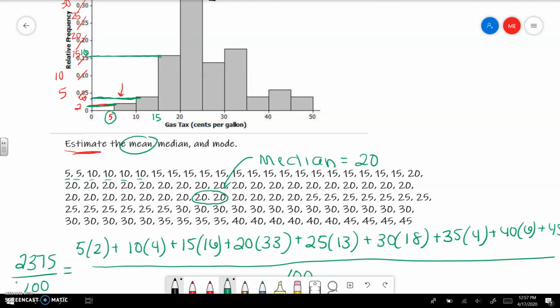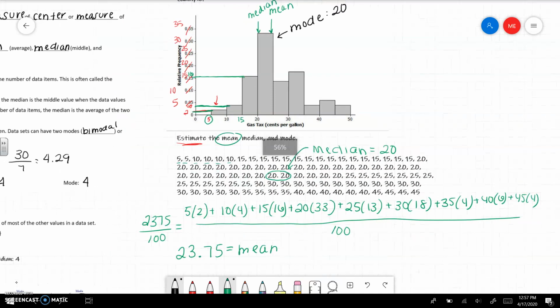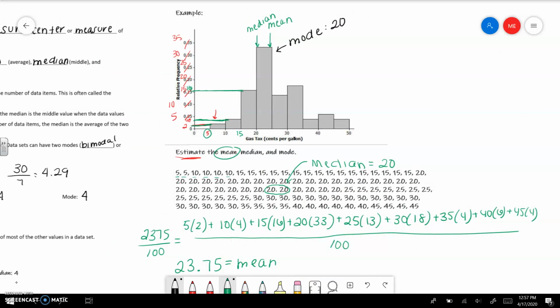Okay, so that is the example we went through. This is the way you would go through estimating the mean, median, and mode of any histogram. You would want to pull out the data and then go ahead and calculate the mean, median, and mode from there. Next, you'll be able to see how we can go ahead and put this data into technology instead of having to write it out by hand and put it all into a calculator like we did on this example.